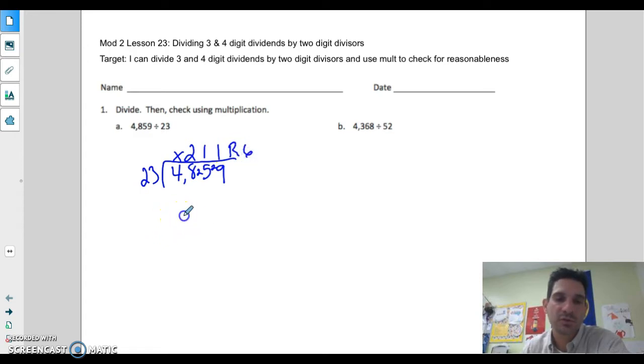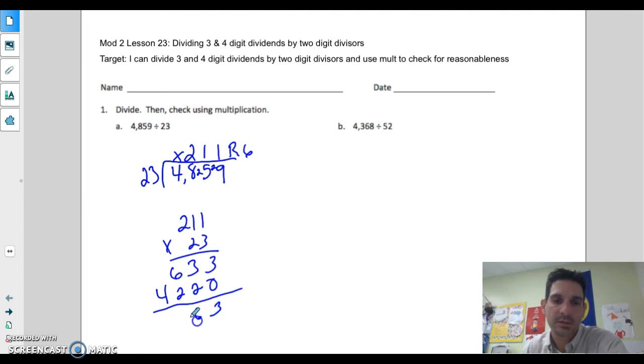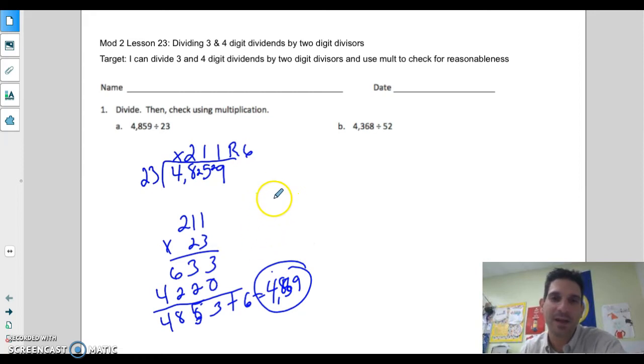So I check with multiplication. Three, 6, 8, 4 plus 6 equals 4,869. Oh wait, 59. Ooh, made a mistake there. Who caught that? So it's 4,859. My bad. Sorry. All right, let's do this one.